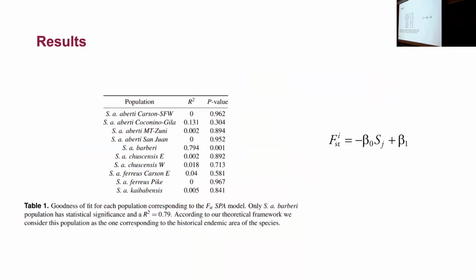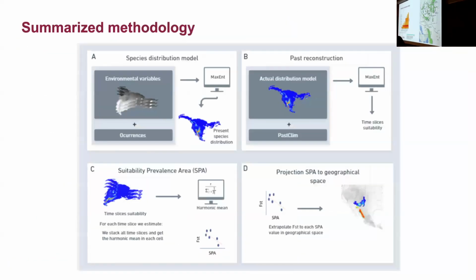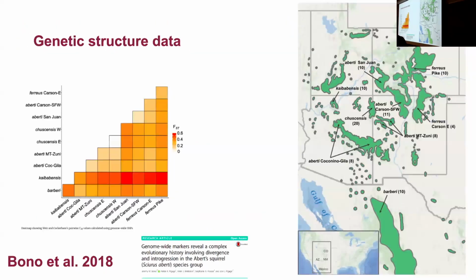So these are the results of all the 9 linear models. As you can see, the only statistically significant model is this population that corresponds to this one. So our suitability prevalence area shows that the conditions remain stable there. This is the Sierra Madre, the West Sierra Madre.